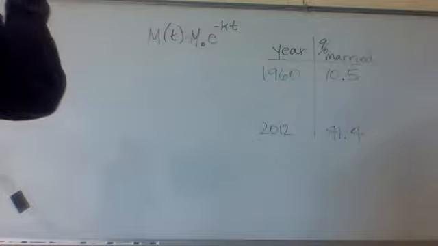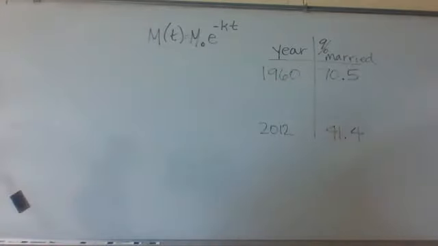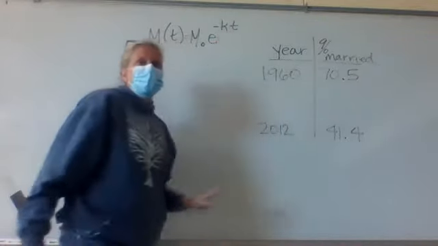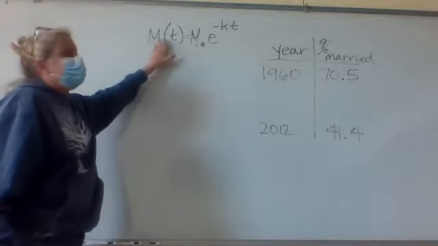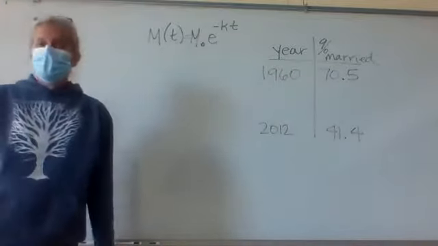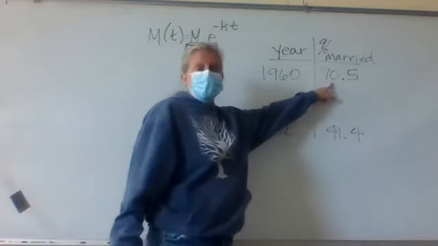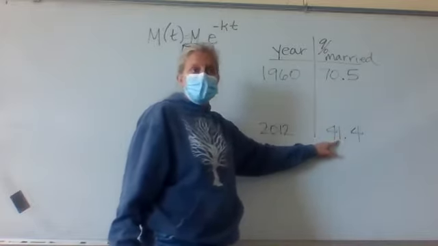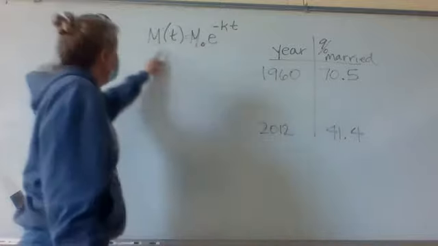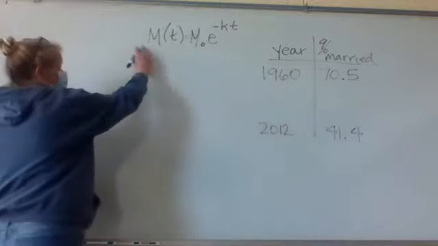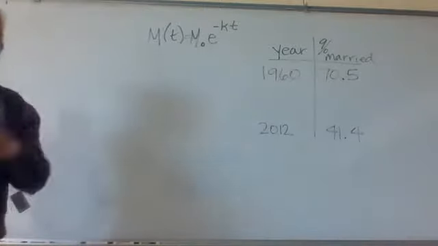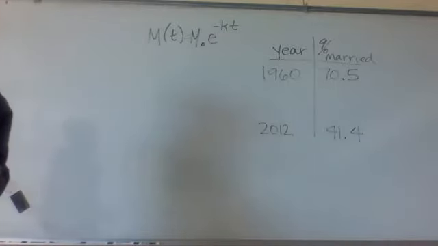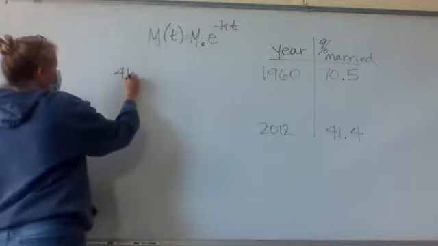The first thing it wants us to find is the K. This number right here. So let's see. Do we know the ending amount? Yeah, the beginning amount is 70.5. That's how many were married at the beginning. How many were married at the end is 41.4. So the beginning amount, the ending amount, which is always right here, just like the other formula. What's on the left side of your equal sign is always your ending amount. So my ending amount is 41.4.